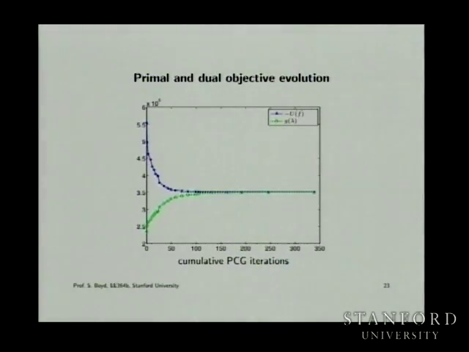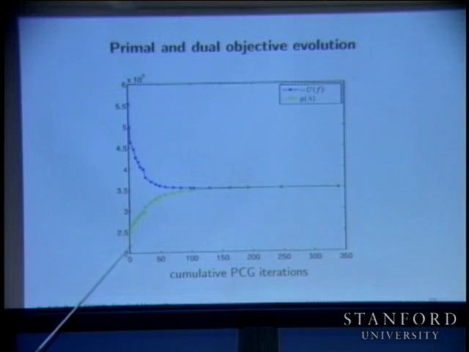And here it is. These are minus u of f, so these are the primal values and the dual values coming up like this. And what's really ridiculous about this is that in 100 PCG steps, you basically have optimized the flows.